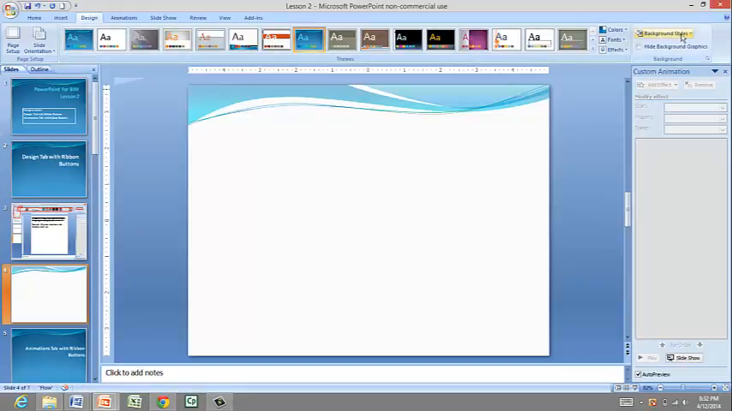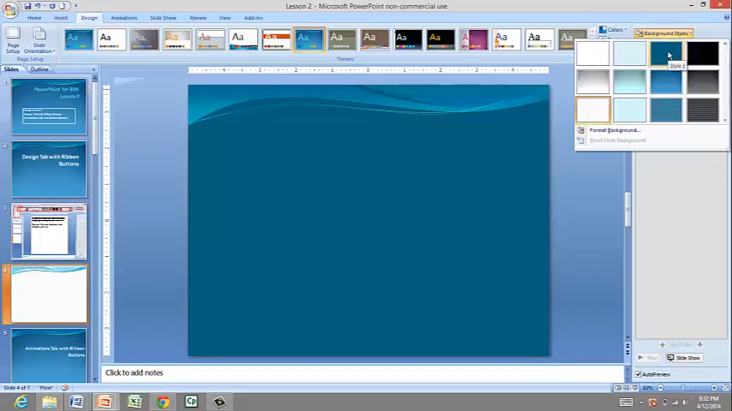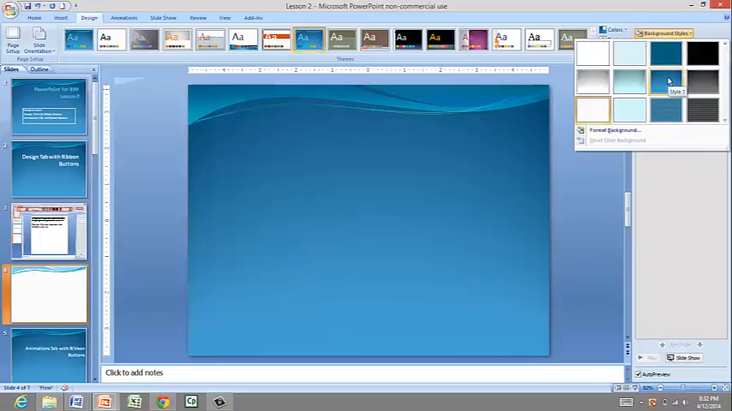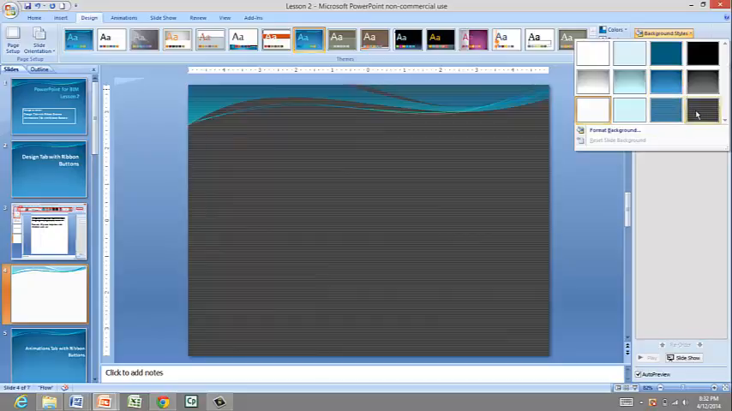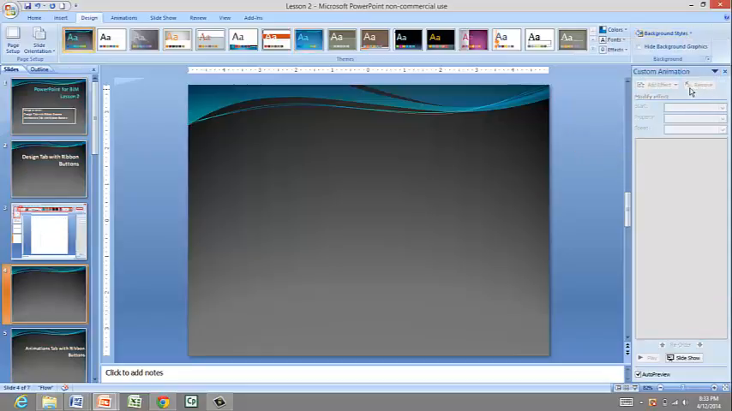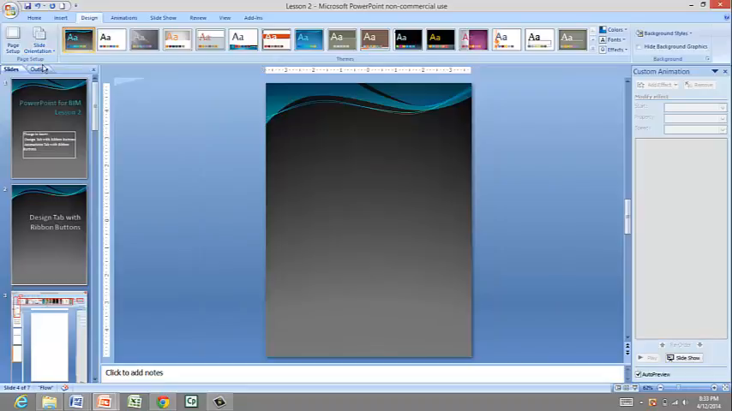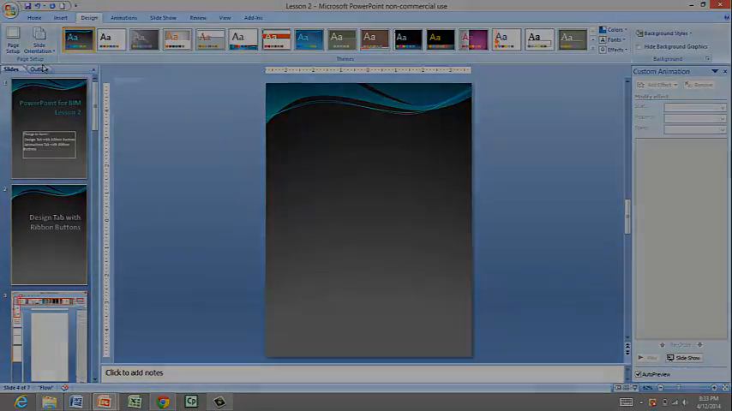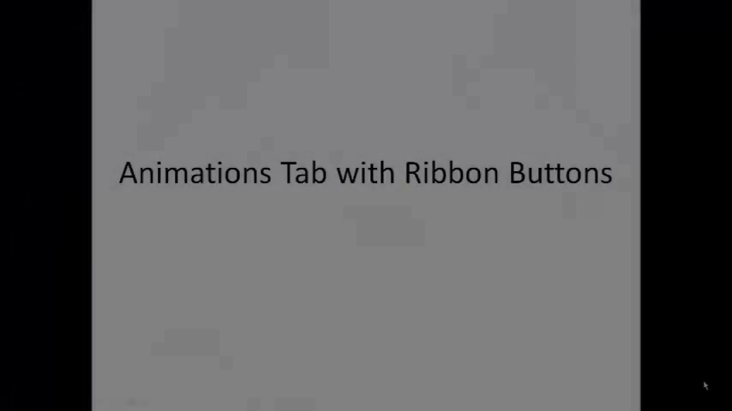Next, we're going to look at background styles. The same principle applies. If you hover over the style, it will give you a preview. For this practice, we're going to choose Style 8. Also, if you ever need to change your slide orientation, when you choose the drop-down, you have the choice between Portrait and Landscape. Choose Portrait, and your slides will change to Portrait View.